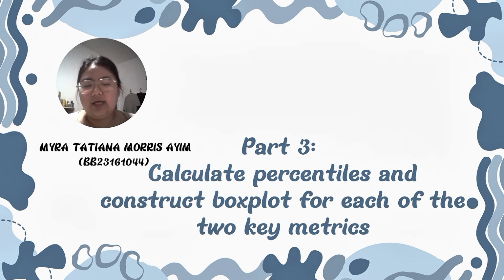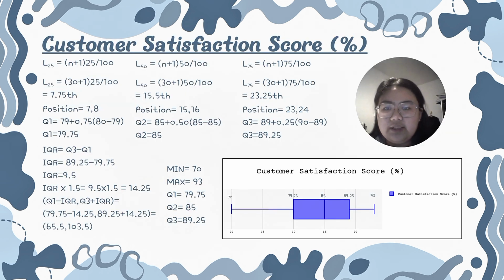I did part 3, which is to calculate percentiles and to construct a box plot for each of the two key metrics. So for the customer satisfaction score, the first quartile, which is the 25th percentile, is 79.75%, and the second quartile is 85%.